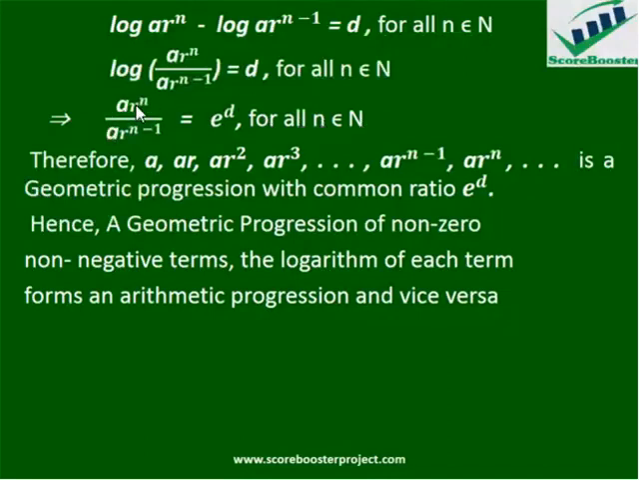So since this is the (n+1)th term of a geometric progression, as we all know, and this is the nth term of a geometric progression, and since we divide the (n+1)th term by the nth term, and it gives a unique constant, therefore the terms of that particular sequence also form a geometric progression with common ratio e raised to power d. Hence, for a geometric progression of positive terms, the logarithms of the terms form an arithmetic progression and vice versa.